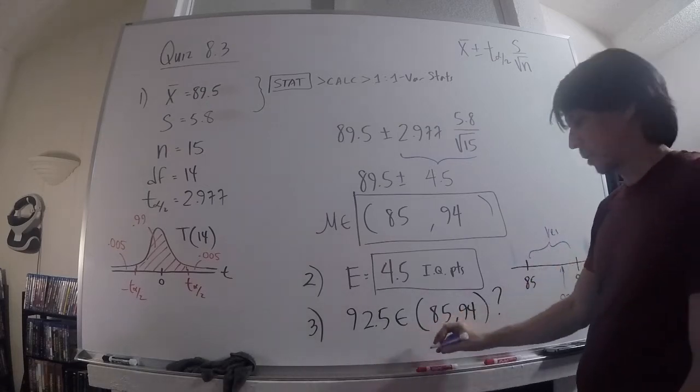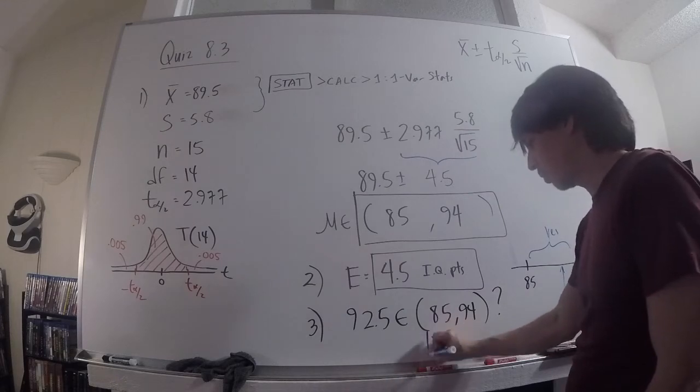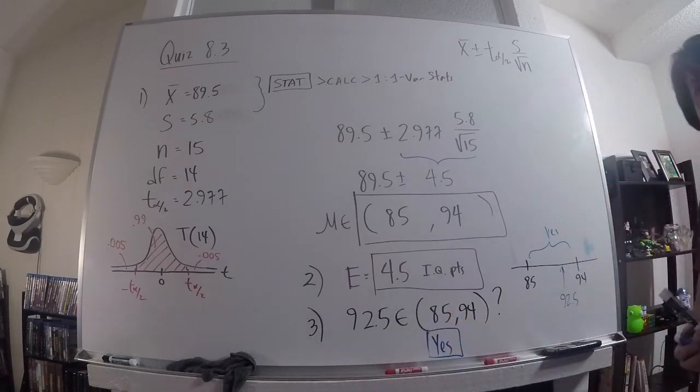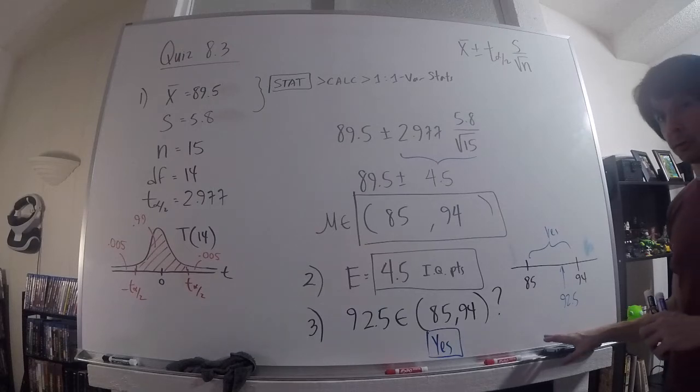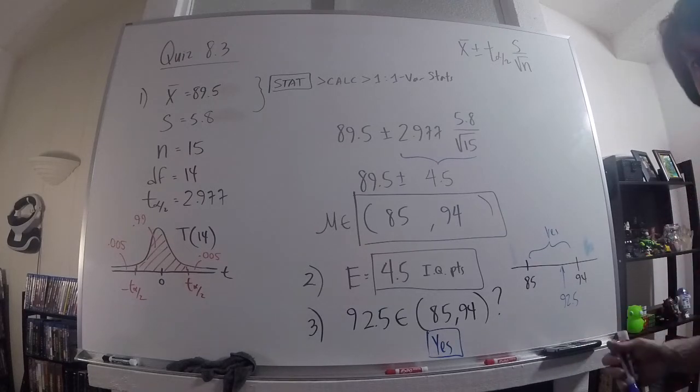So it is contained in there, yes. So you can give a yes as your answer. All right. Next, we're just doing the same confidence interval, but at 70%.